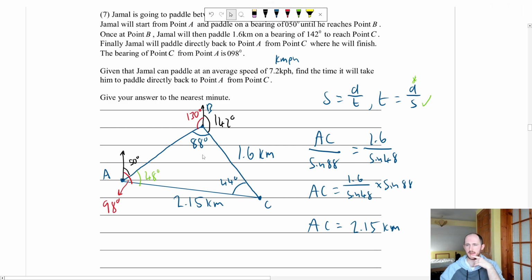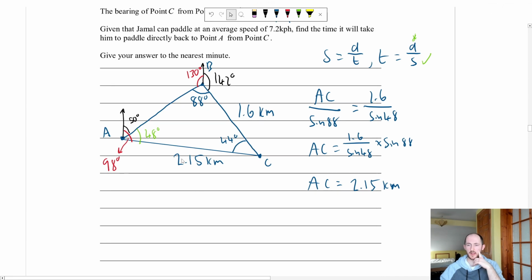Yeah, I mean, we kind of need to, right? There's no... Just double checking. Yeah, they didn't give us any other value, so we have to work out what A to be. Hang on. Oh. I misread the question. Find the time it will take him to paddle directly back to point A from point C. So all I needed was this distance.